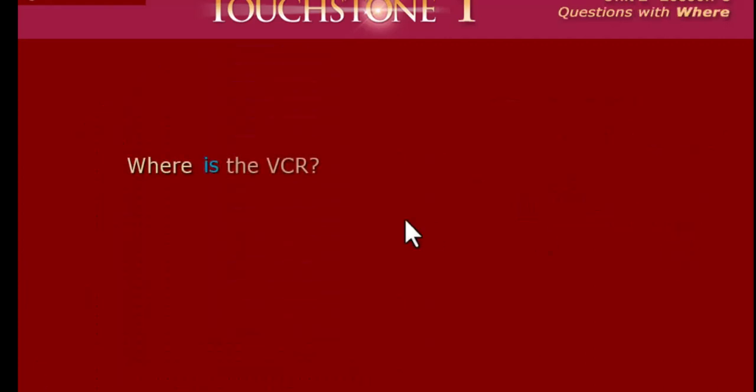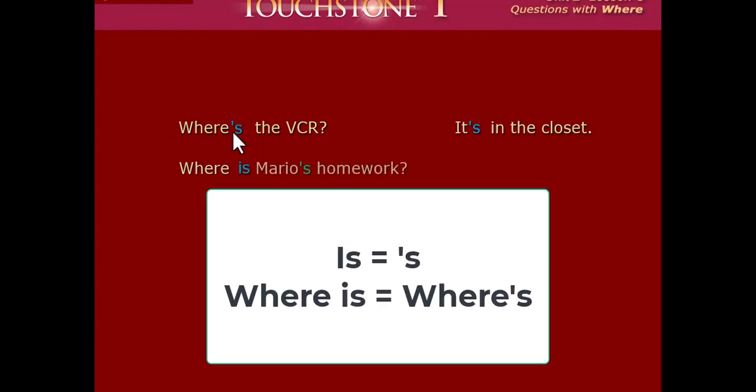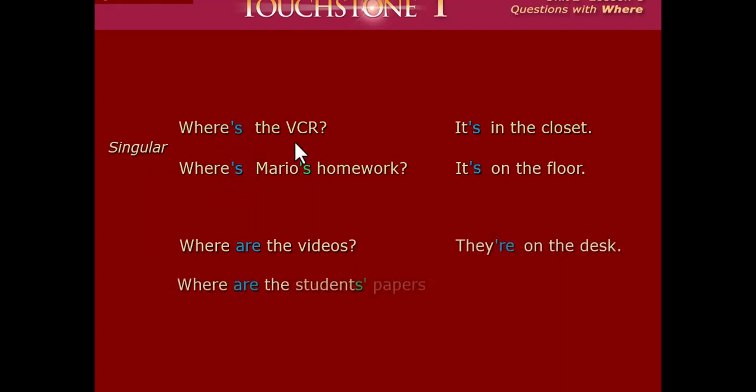So what about where? Where is the VCR? You already know that you use apostrophe S as the short form of the verb to be. Where is? Where's. And is is singular, the verb to be singular. So the question is, where's the VCR? It's in the closet. Where's Mario's homework? It's on the floor. Now let's see the plural. Where are the videos? Where are the students' papers? The answers are: they're on the desk, they're on the floor.